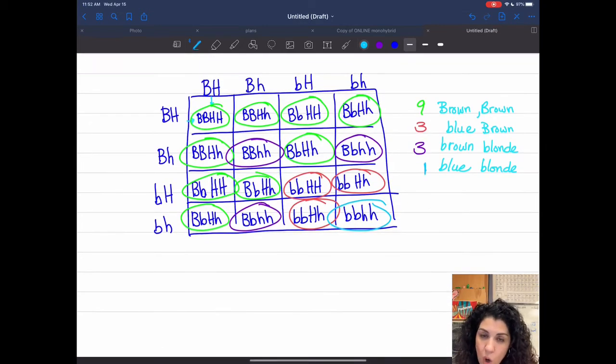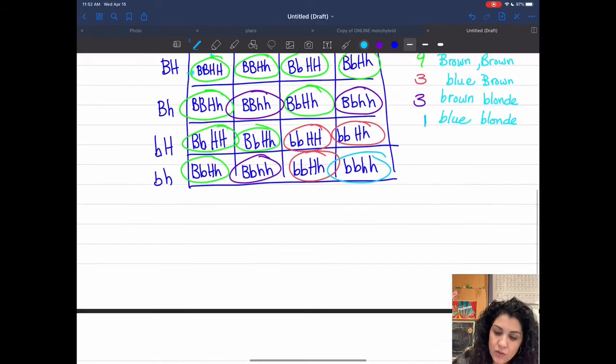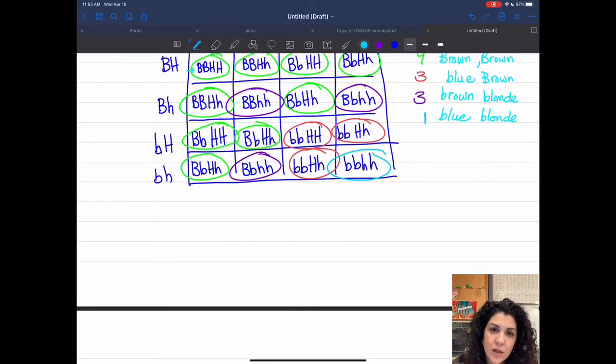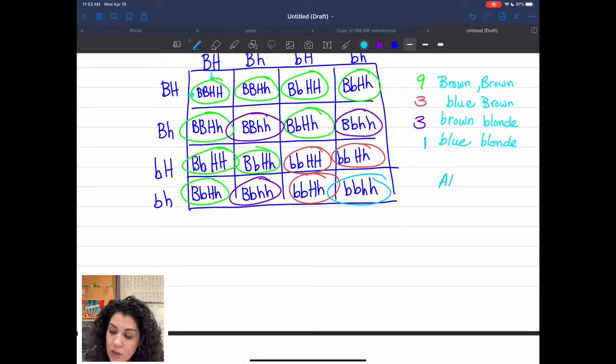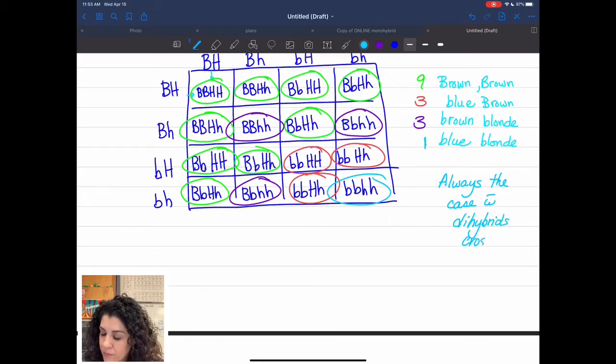Now, this is always going to be the case for dihybrid crosses. So anytime that you have 2 heterozygotes that are crossing together, you're always going to have a phenotype ratio of 9 to 3 to 3 to 1. So whenever you have 2 heterozygotes crossed, okay? So that's the case for that.